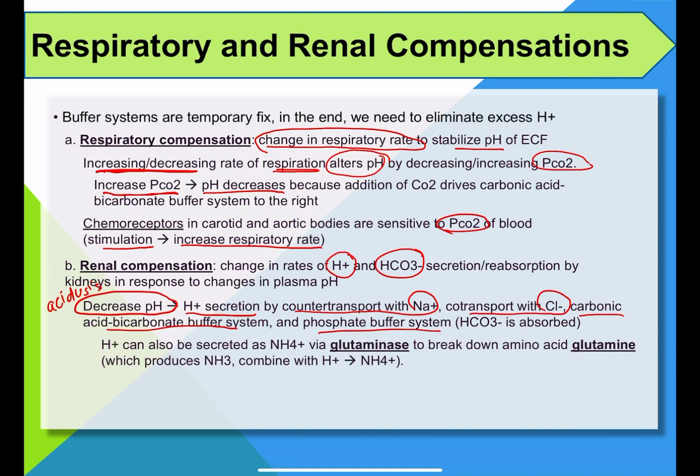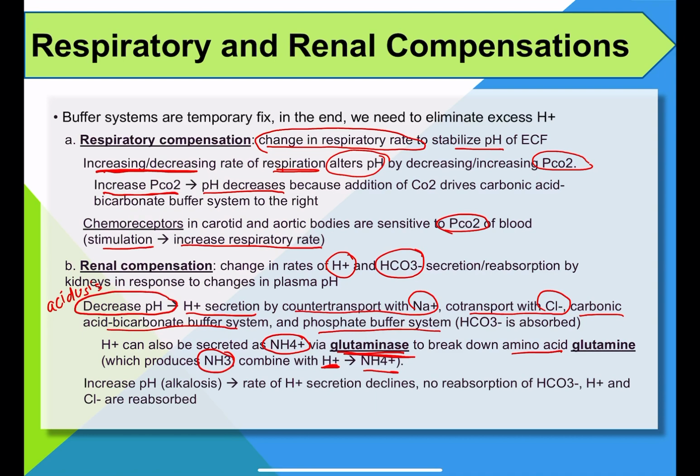Now, hydrogen ions can be secreted a couple different ways, as we have discussed again from the urinary system. They can be secreted as ammonium ion using glutaminase, which is an enzyme that will break down the amino acid glutamine. Okay, so this will produce ammonia, which, if combined with hydrogen ions, produces ammonium ion. And ammonium ion can be secreted into the urine through your nephrons.